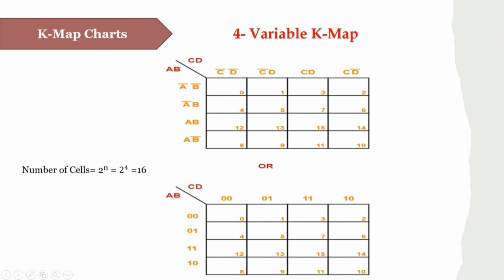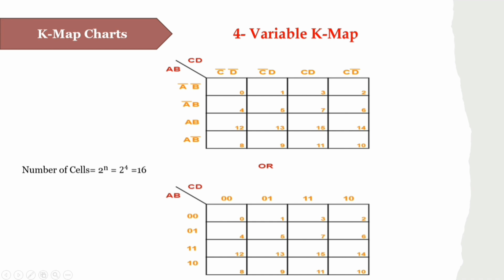Now in the 4-variable K-map, we have the 4 variables A, B, C and D. Since the number of cells in the K-map is 2 power n, for 4 variables we get 2 power 4, that is equal to 16 cells. So these 16 cells are arranged in a 4 cross 4 grid. In the chart, now let's look at the row variables. In the rows, we have A and B, where the rows represent the combination of variables A and B, which are arranged in gray code manner. Here we use gray code instead of binary because gray code ensures that only one bit changes between adjacent rows, which is necessary for correct adjacency in K-maps.